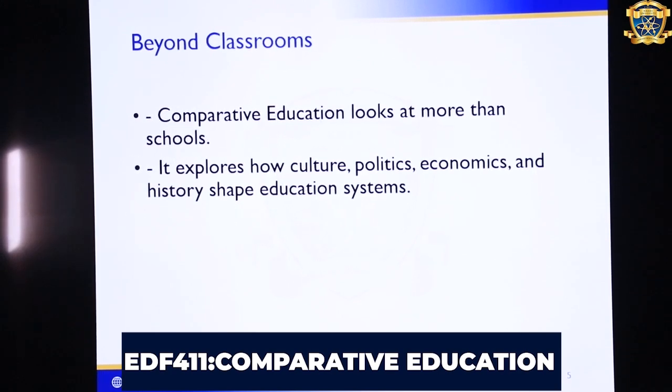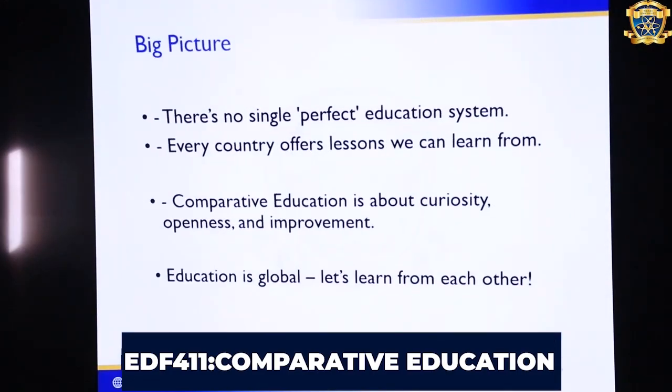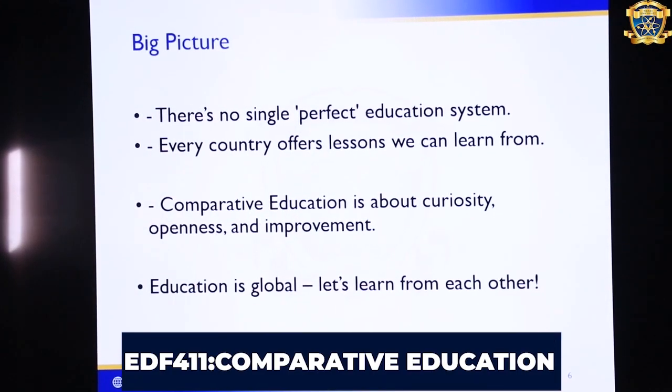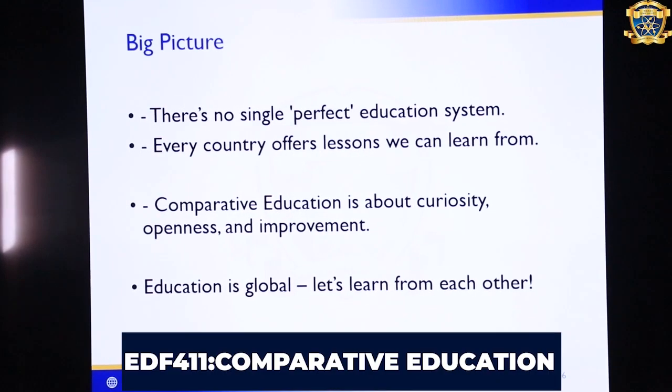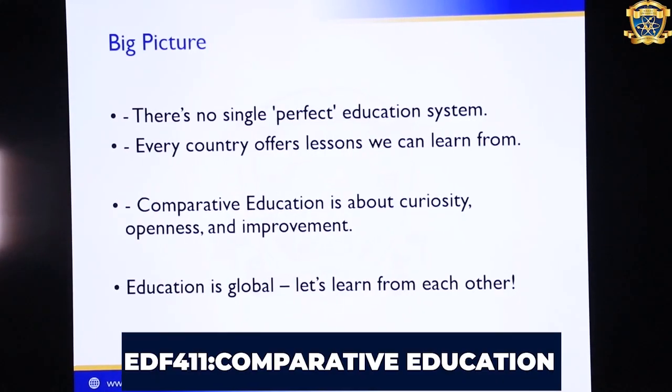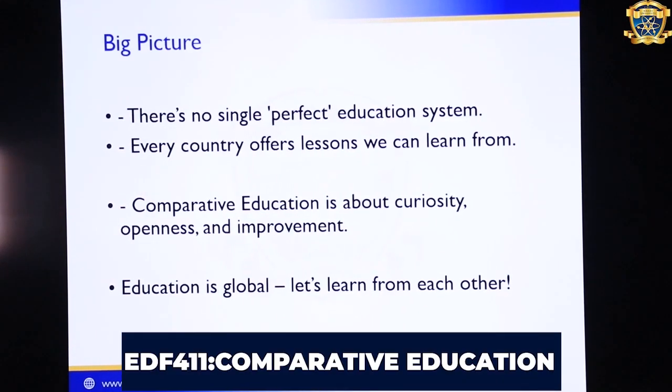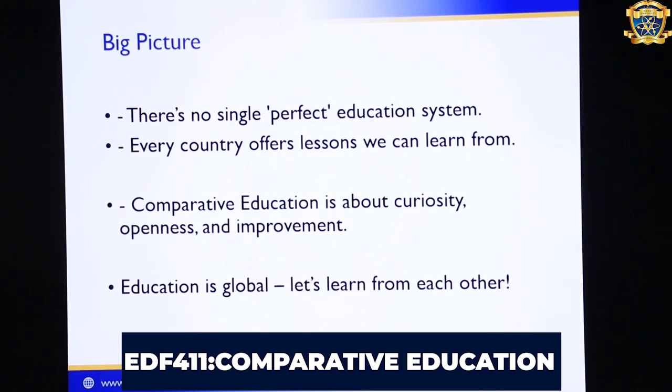It's not like ours is not working perfectly well. We're just saying there is always somebody who is better than us. So why not borrow from the best? So you look at the bigger picture. Yeah? There's a bigger picture in all of this. In short, comparative education opens our eyes to the fact that there's no single way to educate. There are lessons everywhere. We just have to be curious enough and be able to compare these differences. There's always something new to learn from others. So education is global. Let's learn from each other.